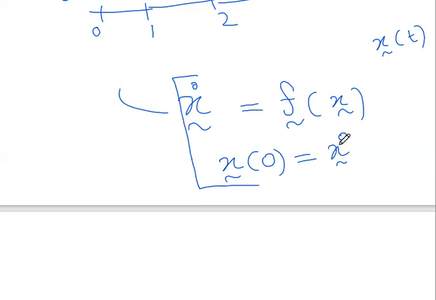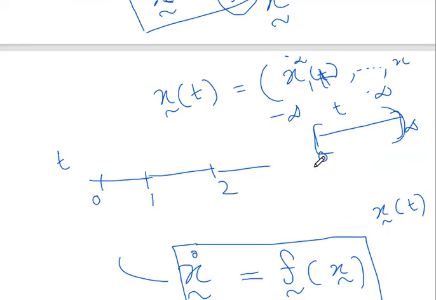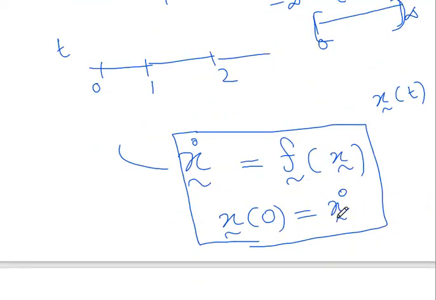The initial point is very important, right? You have to know the initial point to investigate the behavior of the system. When you change this initial point, that can lead to significant differences, different outcomes or trajectories.